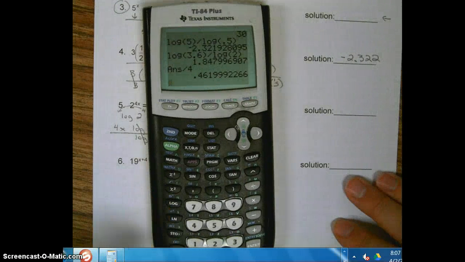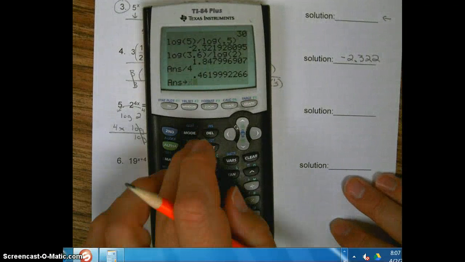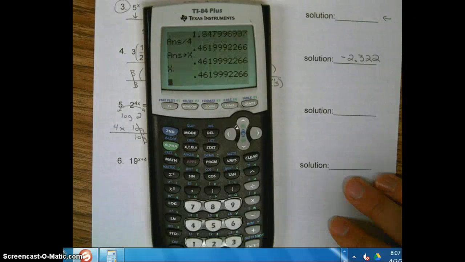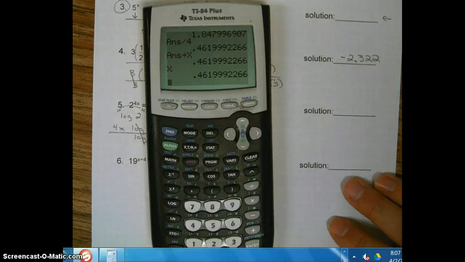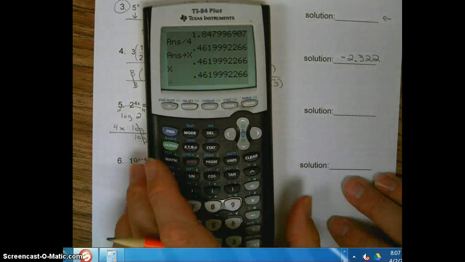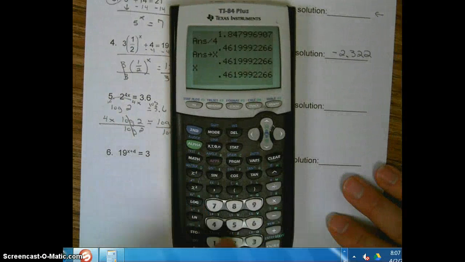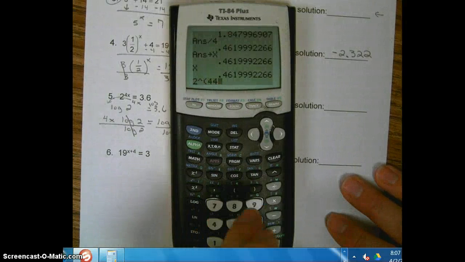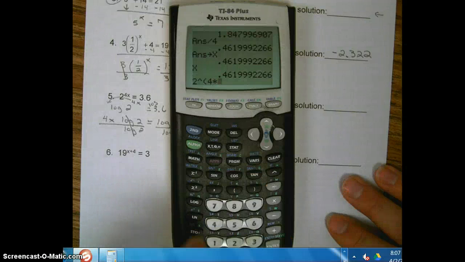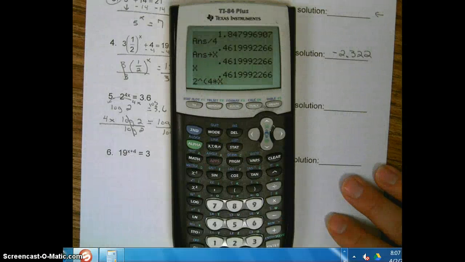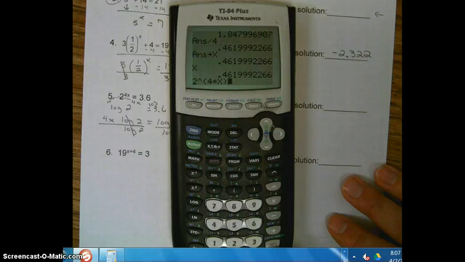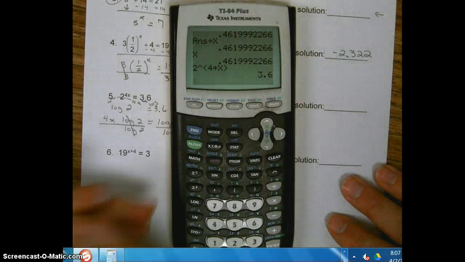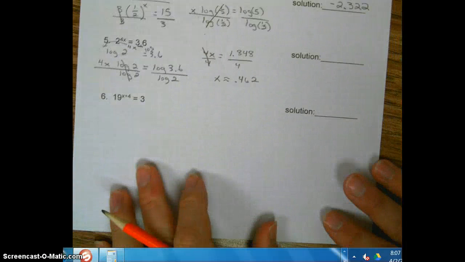And that's actually the big number that I got. So I'm going to go ahead and test this. I'm going to store this number in x. Okay, so that way when I press x and I press enter, that's what it represents. X represents that long number. So let's see what we got here. We got 2 raised to the 4 times, and we know what x is, and 3.6. Ta-da!